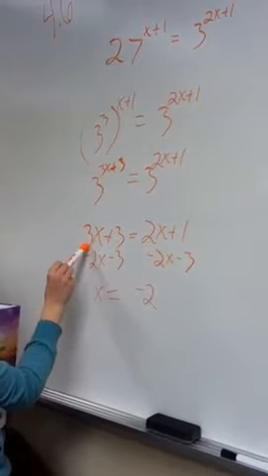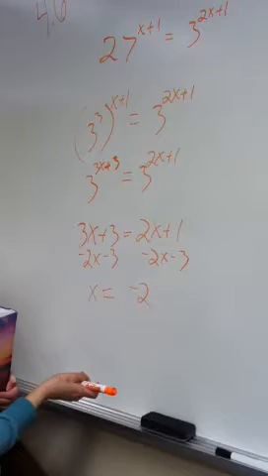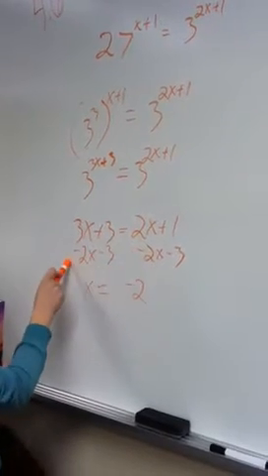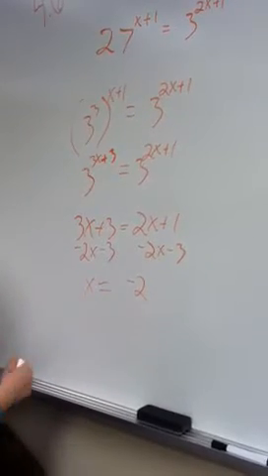So I have 3x plus 3 equals 2x plus 1. So we're going to take the 2x and subtract it, and then also subtract the 3 from both sides, and we get x equals negative 2.